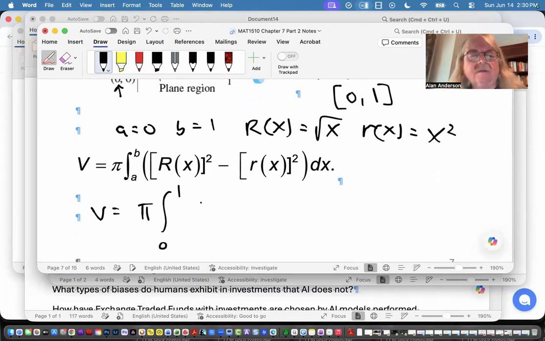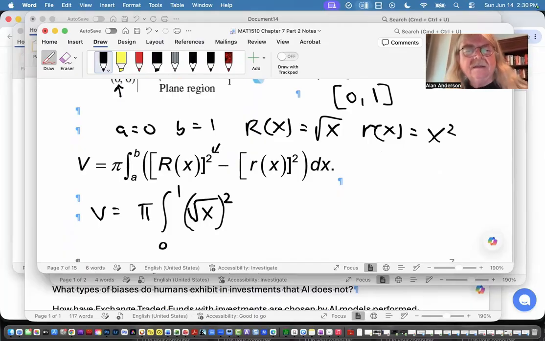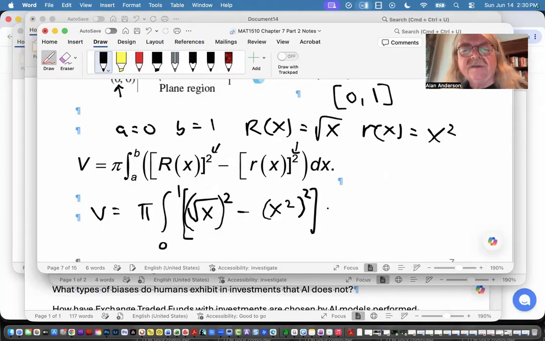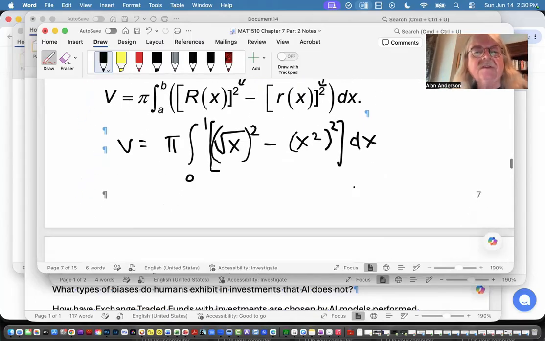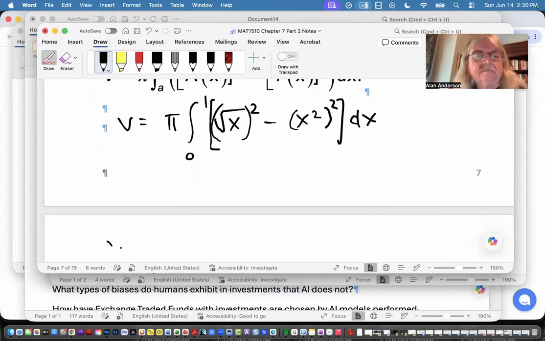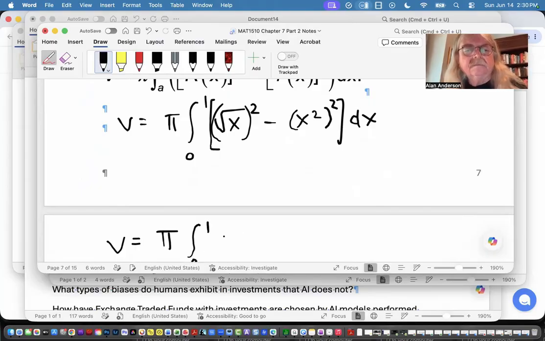So capital R of x is radical x, but then we square that. And then lowercase r, the inner radius, is x squared, which again is squared. We subtract one from the other. And of course we have dx. And now it's just a straight ahead integral. So let's just fill in the details. So when you square radical x, of course, it just becomes x. And when you square x squared, it becomes x to the fourth.